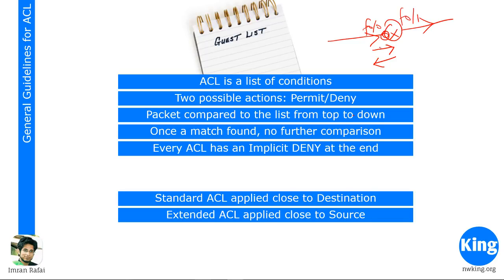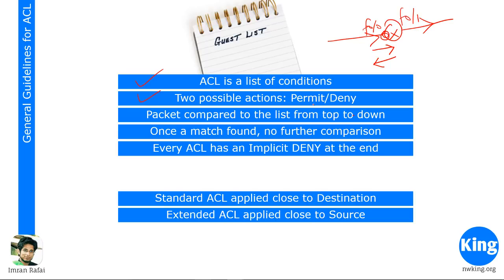So that's what an ACL is. An ACL is a list of conditions. A condition could be a source, if traffic is coming from a source, please permit, or traffic going to a certain destination, deny, whatever. After you identify the condition, there are only two possible actions. You can say permit or deny, right? So you can say permit traffic going to 192.168.1.30 and deny packets going to 192.168.1.10, right? You can only put either permit or deny.